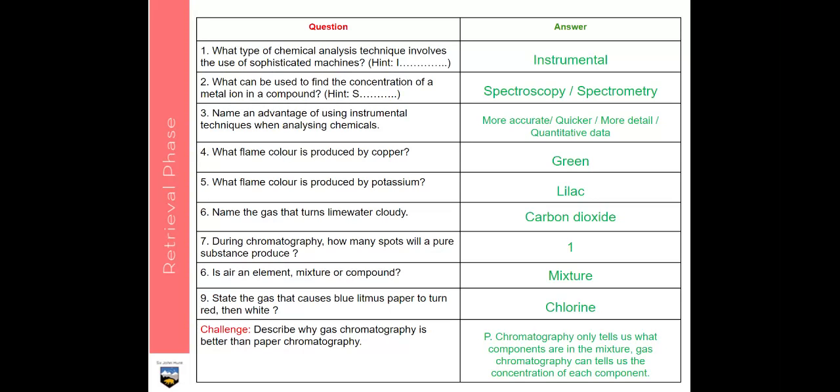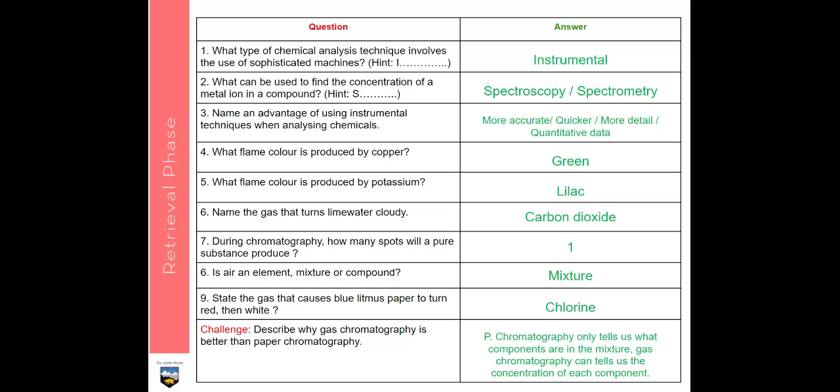Number 4, copper gives a green colour flame. Number 5, potassium gives a lilac colour flame. Number 6, carbon dioxide turns lime water cloudy. Number 7, a pure substance will only produce one spot during chromatography. Number 8, air is a mixture. Number 9, chlorine turns blue litmus paper red, then white.